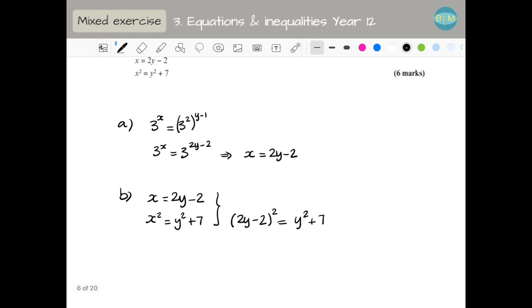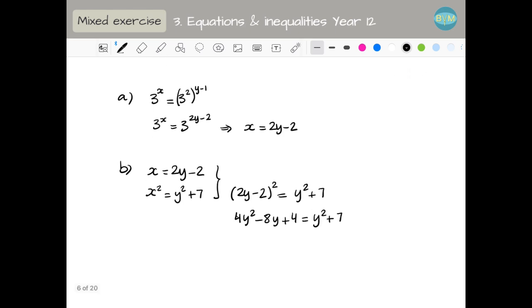We are going to expand the brackets. So first one squared, 2 times the product, minus 8y, and then the second squared, y squared plus 7, and then we reorganize. So we have 4y squared minus y squared, 3y squared minus 8y, and then I have 4 minus 7, this 4 minus 7 is minus 3, equal to 0, and then we factorize this quadratic.